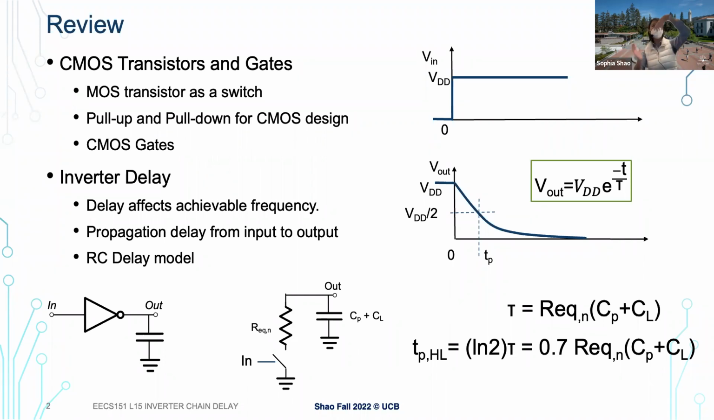And we use PMOS to do the pull up network so that we can get very good ones. That's basically the CMOS design, right? They are always complementary to each other. We always have both NMOS and PMOS. We also talk about inverter delay.